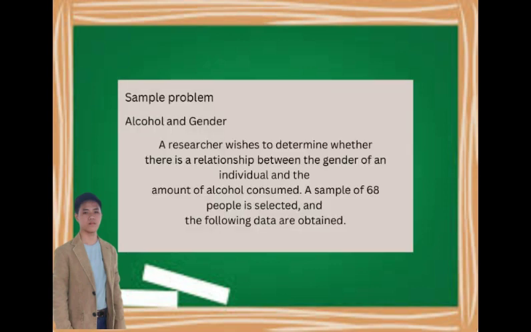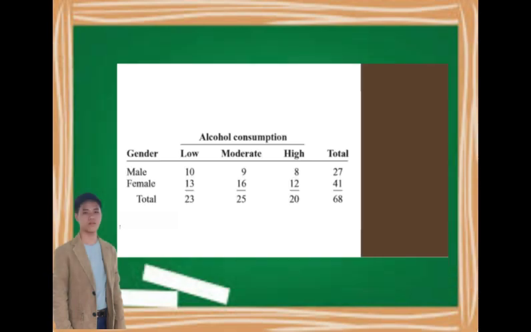The two categorical variables are alcohol and gender. A researcher wishes to determine whether there is a relationship between the gender of an individual and the amount of alcohol consumed. A sample of 68 people is selected, and the data is laid out in a contingency table in the picture below, to be used as reference digits to solve and examine if the two have a relationship.